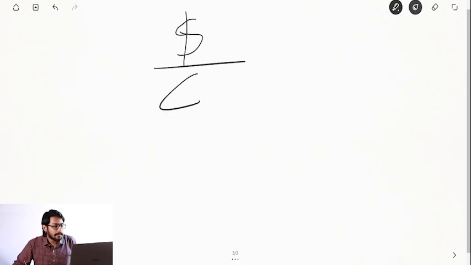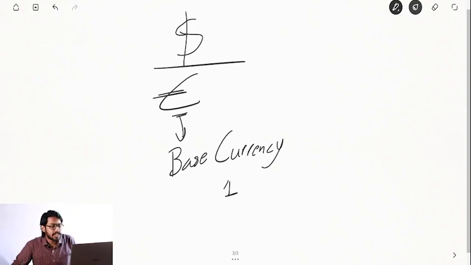In the quotation dollar by euro, euro is the base currency. Your discussion is about 1 euro, euro is the asset. The price of euro is expressed in terms of dollars, and dollars is the quoted currency or the counter currency. $1 by euro is 1.1 or 1.2. The price of 1 euro is $1.1 or $1.2.